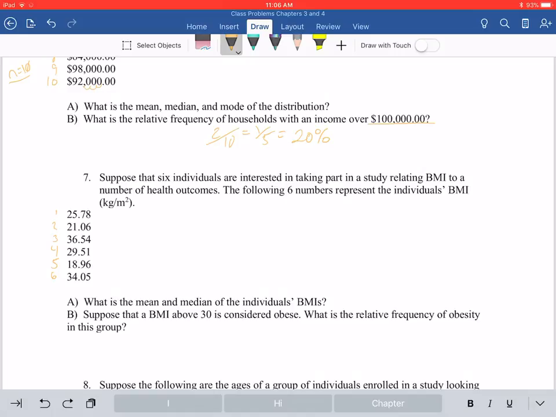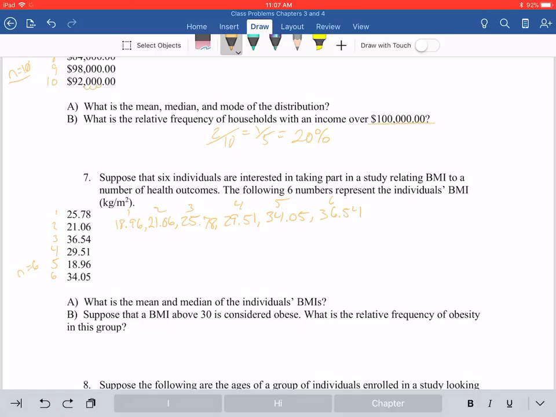So if we're going to do a median, we have to write them all out in order. So it's going to be 18.96, 21.06, 25.78, 29.51, 34.05, 36.54. Make sure we have them all. 3, 4, 5, 6, and equals 6.